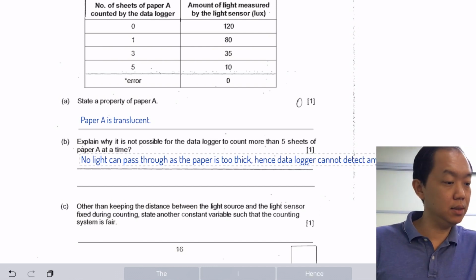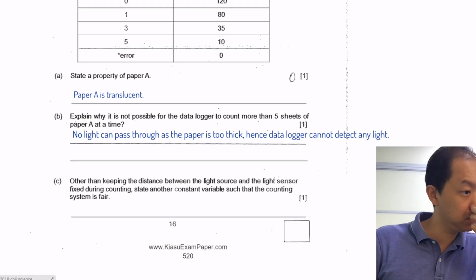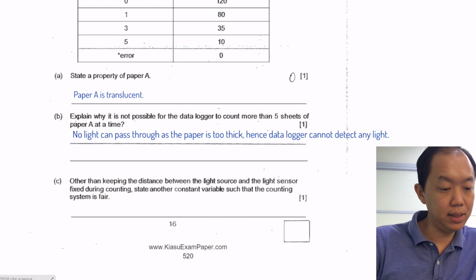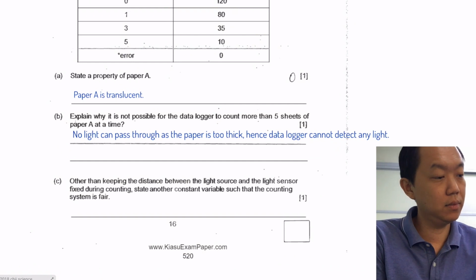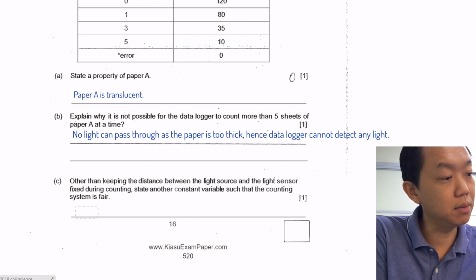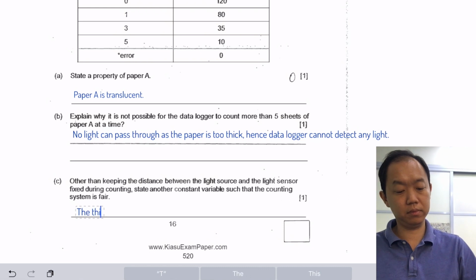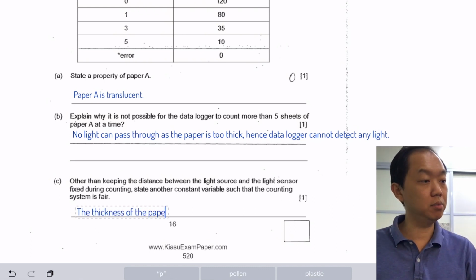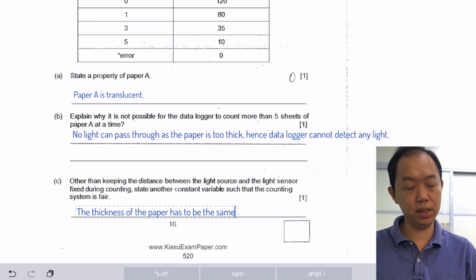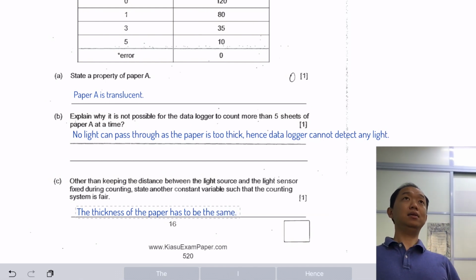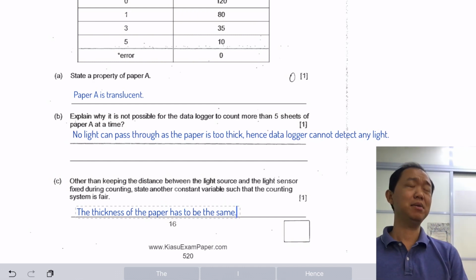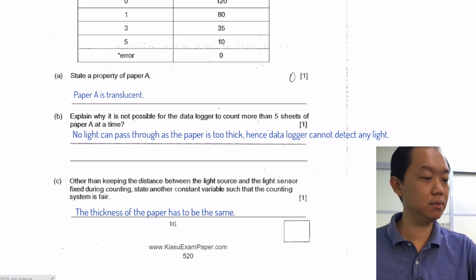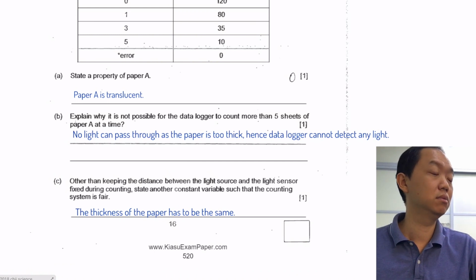So other than keeping the distance between the light source and the light sensor fixed, what's another thing that must be kept the same? The thickness of the paper must be the same. Because you want to test whether it's opaque or translucent or transparent, the thickness must be the same. If the thickness is slightly different, you get different effects. The results are different.